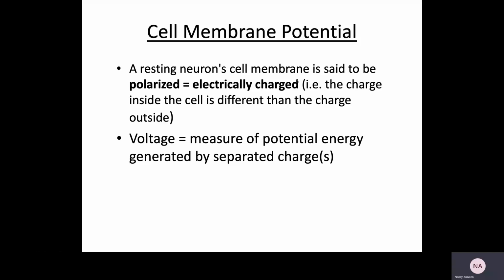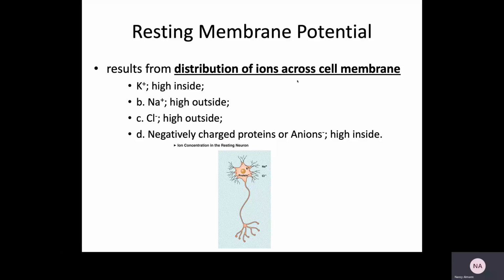And a voltage is basically just the measure of potential energy that is going to be generated by separate charges. All of this is a fancy way of saying there will be a very slight difference in charges on either side of the cell membrane because of where various ions are located. So that gives the cell what's known as a resting membrane potential. The cell is just hanging out and doing its thing. It hasn't been stimulated. And you're going to have a different distribution of ions on either side of the cell membrane, which we just mentioned. So potassium will be higher inside, and sodium will be higher outside the cell. And chlorine will also be higher outside the cell.